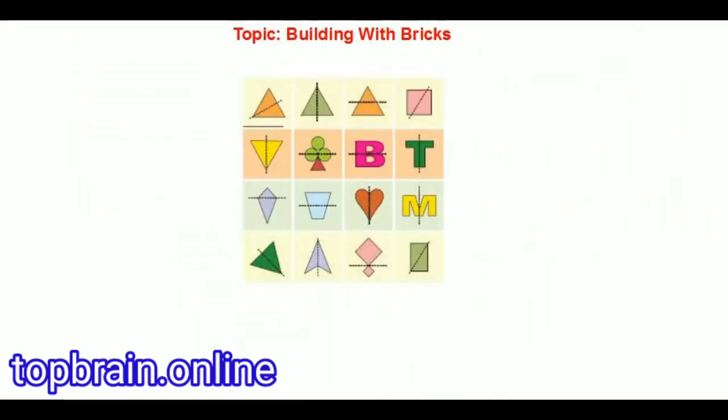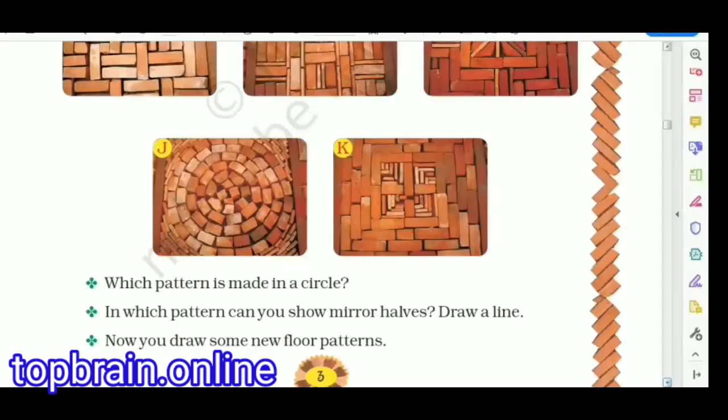Now observe this figure which you have already learned in class 3rd. In these figures there are some figures which are mirror halves of each other. So first observe this figure. This part and this part are same. And this is the line which divides the figure into two equal halves. So this is called mirror halves of each other. Similarly, in this figure, this line divides it into two equal parts. So this part and this part are called mirror halves of each other. It is clearly shown from the picture.